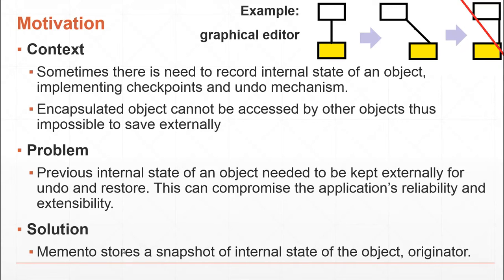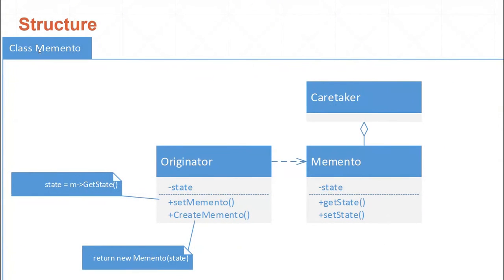As you can see, for the solution, the memento stores the snapshot of the internal state of an object. The structure of the memento pattern: there is the originator, which has two methods. One is to get the state, and another one is to create a memento, which returns a memento. And there is the class memento, which stores the state and has methods to get and set the state, and the caretaker who takes care of the process.